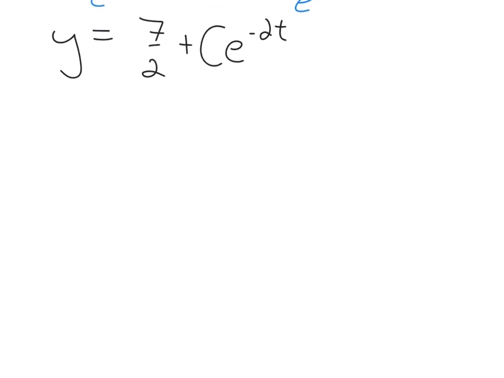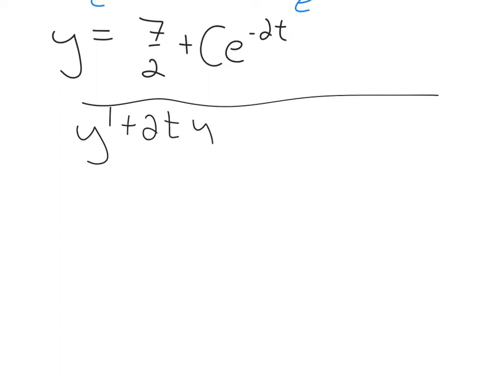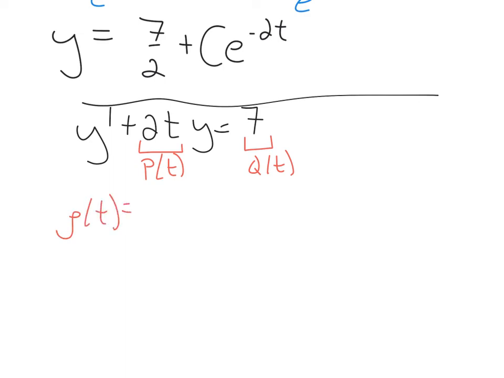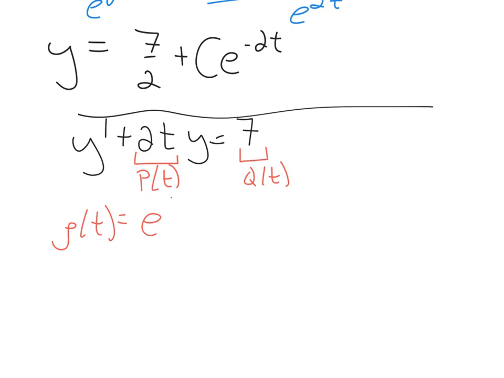Okay, let's do one more example. Let's see here. So we've got this time y prime plus 2ty equals 7. Very similar to what we had before, but this time I have 2t as the p of t function, and 7 as the q of t function. So my integrating factor, rho of t, is equal to e to the integral of 2t dt, which is e to the t squared.